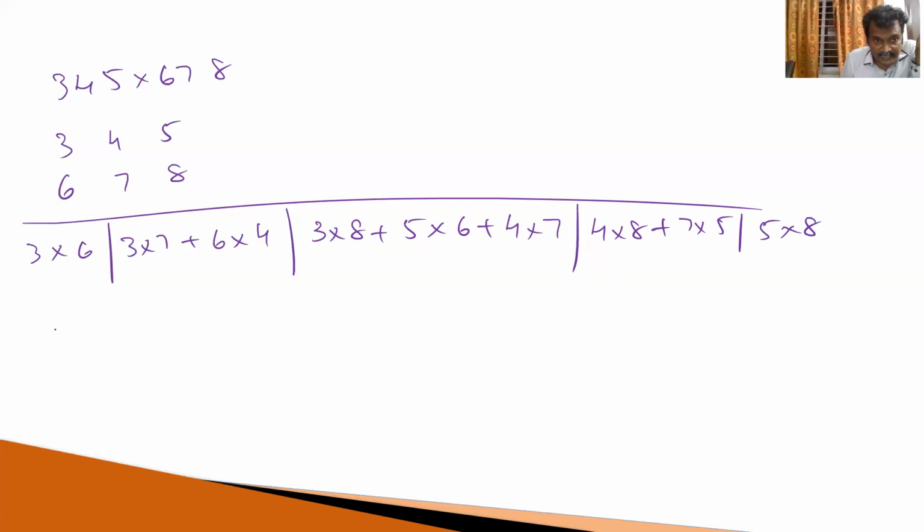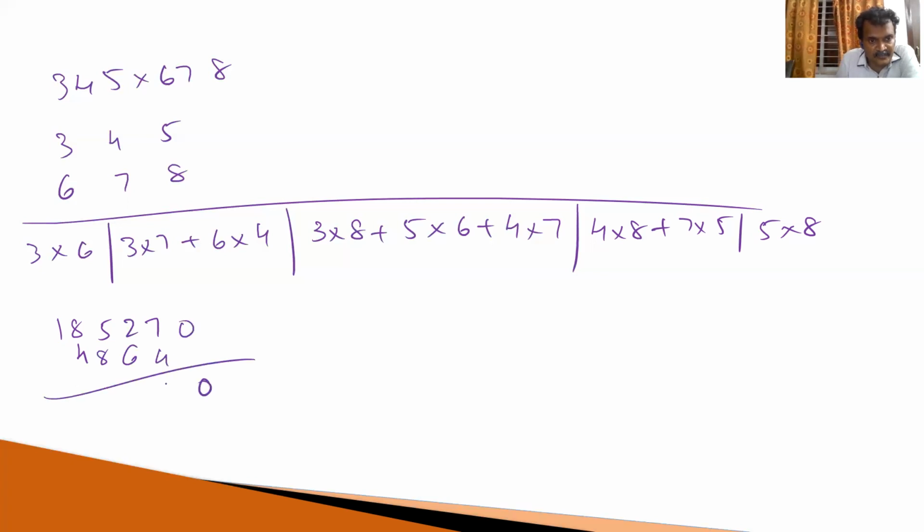So what is the answer here? This is 18. Yes, this is 21 plus 24, 45. This is 24 plus 30, 54 plus 28. So 54 plus 20, 74, 74 plus 8, 82. 8. This is 32 plus 35, 67. And this is 40. So what is the answer? 0, 1, 9, 3, 3, 2. That is the answer.